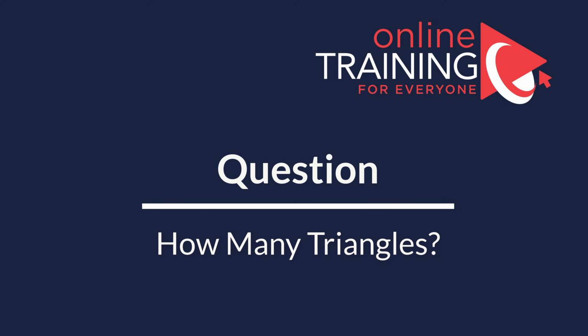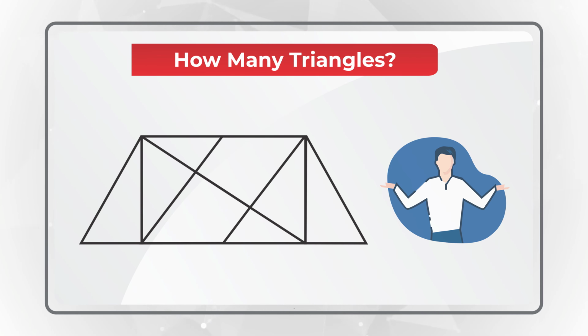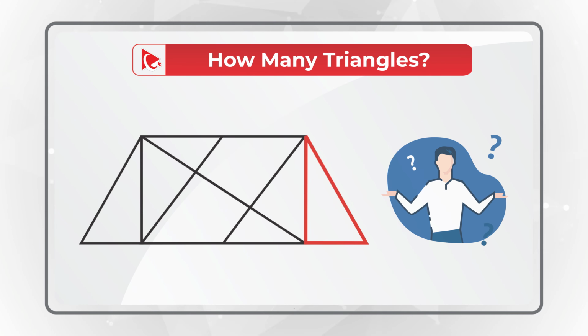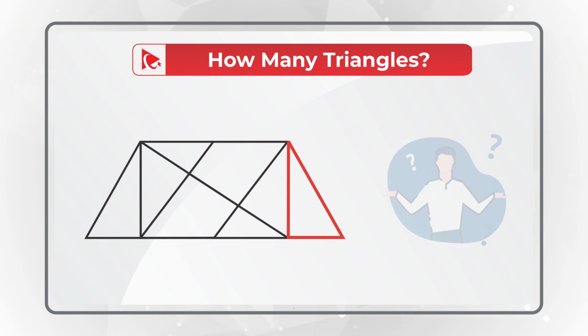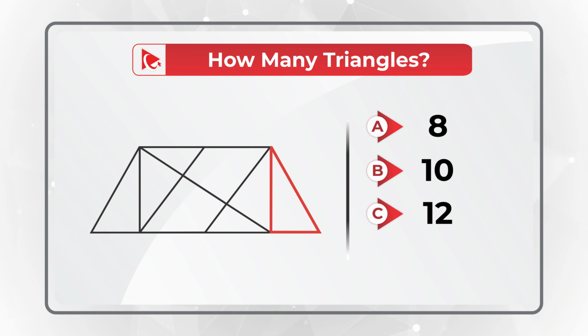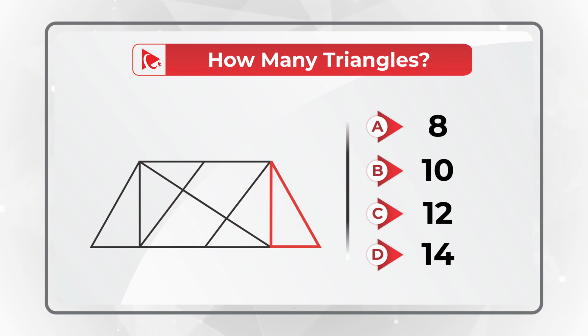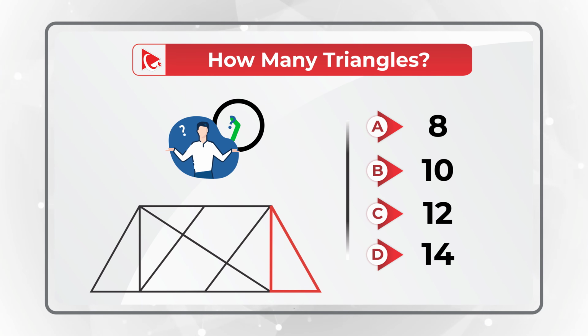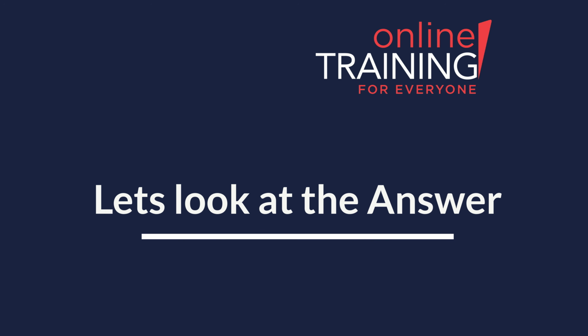When I saw this question, I couldn't believe the answer. You need to determine how many triangles are presented in the given shape. You see one triangle highlighted in red, but you have 4 different choices. Choices A, which is 8 triangles, choice B, 10 triangles, choice C, 12 triangles, or choice D, 14 triangles. How many do you see? Give yourself a little bit of time to see if you can come up with the solution.